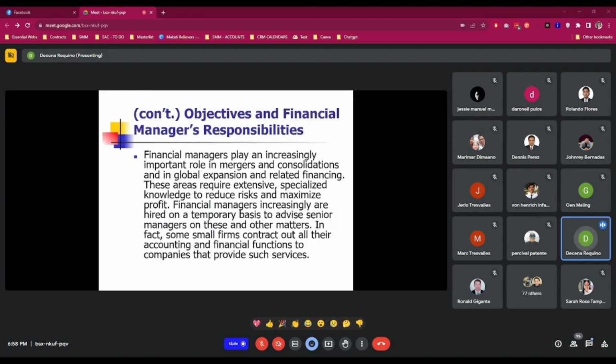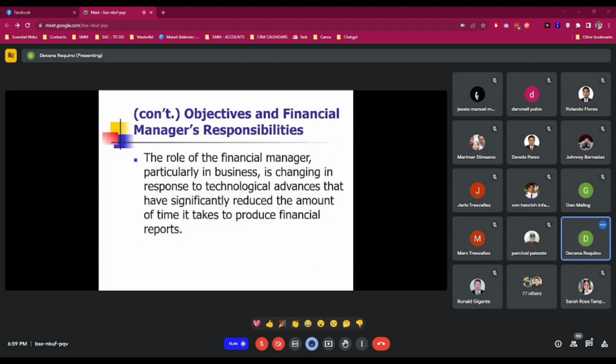Yung mga financial managers, they play an increasingly important role in the mergers and consolidation and in global expansion and related financing. This area requires extensive specialized knowledge to reduce risk and maximize profit. Financial managers increasingly are hired on a temporary basis to advise senior managers on this and other matters. In fact, some small firms contract out all their accounting and financial functions to companies that provide such services.